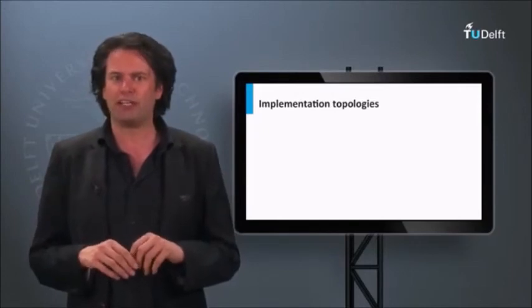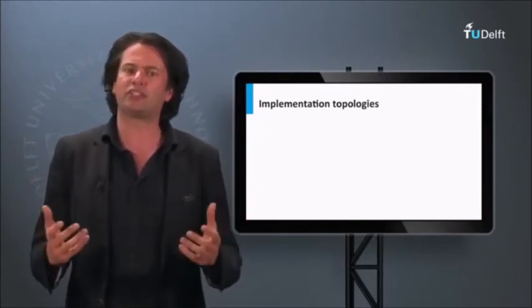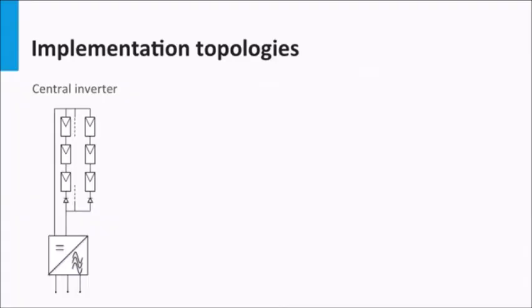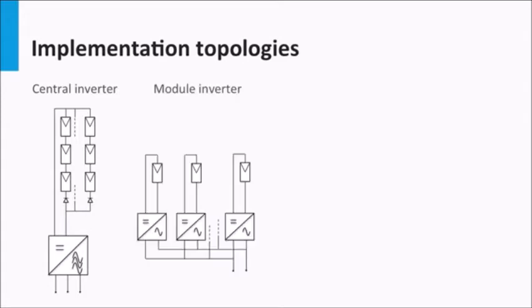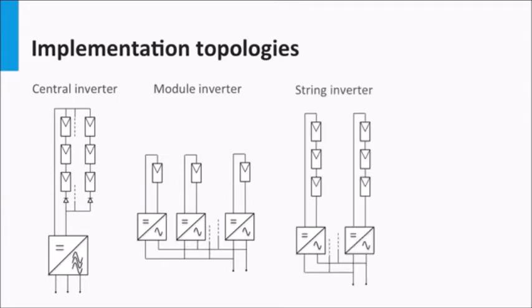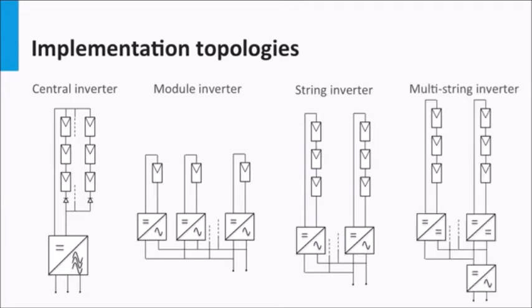Apart from the modes of operation, inverters are also classified on the basis of the implementation topology. There can be 4 different categories under this classification. Central inverters, which are usually around several kilowatts to 100 megawatts. Module inverters or micro inverters, typically rated around 50 to 500 watts. String inverters, typically rated around 500 watts to a few kilowatts. A string is nothing but a number of PV modules connected in series. And finally, multi-string inverters, typically rated around 1 kilowatt to 10 kilowatts.